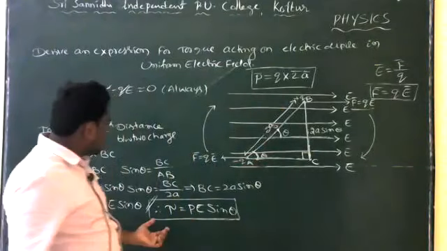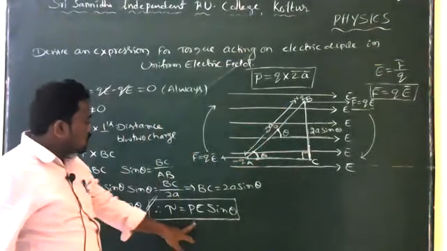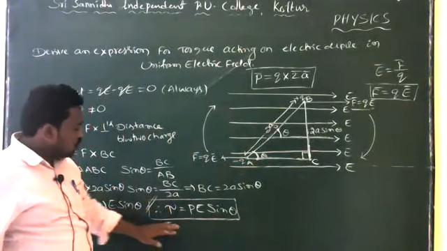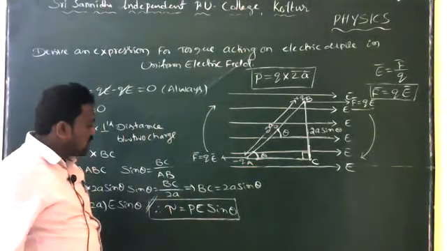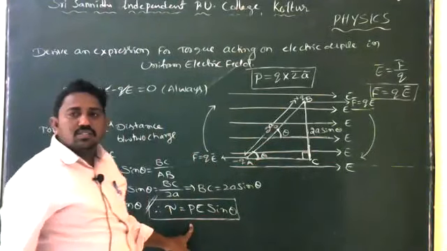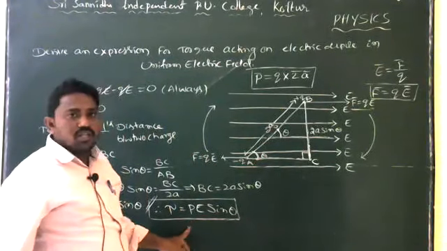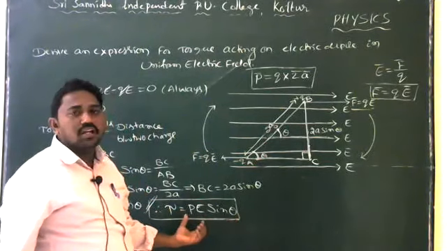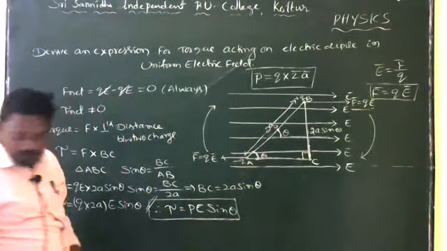So what is the formula for torque? Torque tau is equal to PE sine theta. This is a very, very important expression. Here P is the dipole moment, E is the electric field, and theta is the angle between P and E. This is the expression for torque.